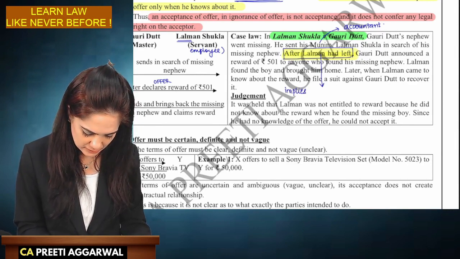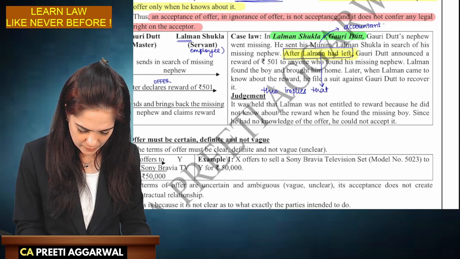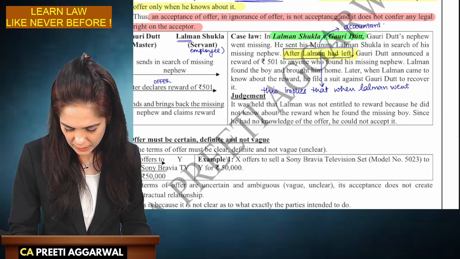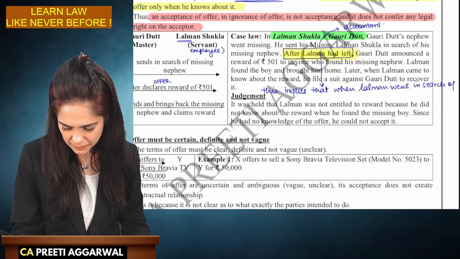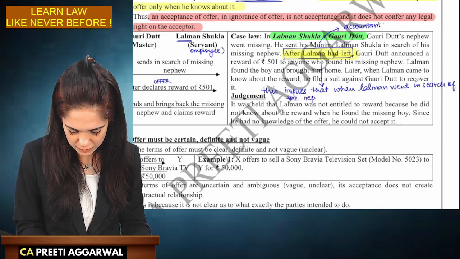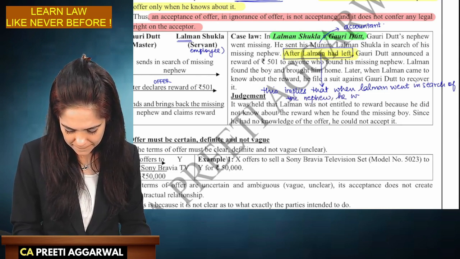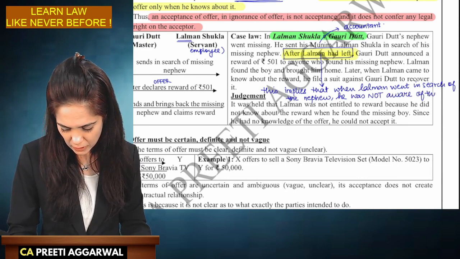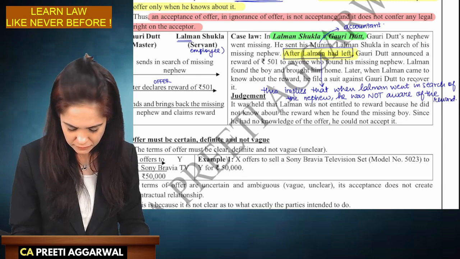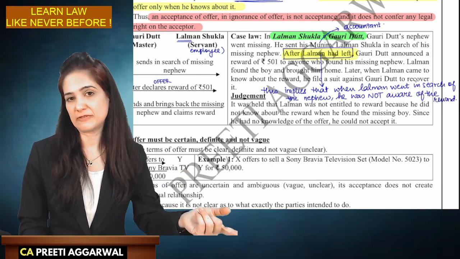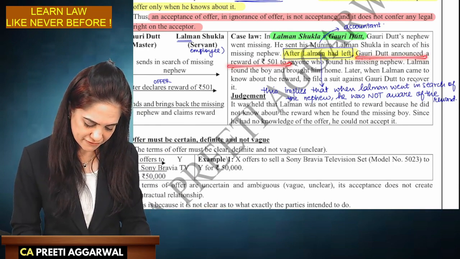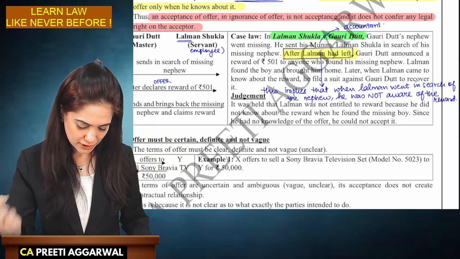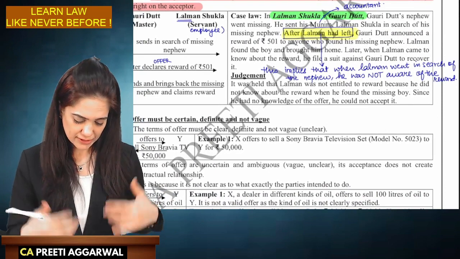After Lalman left, this implies that when Lalman went in search of the nephew, he was not aware of the reward. After Lalman left, Gauri Dutt announced a reward of 501 to anyone who found the missing nephew. Lalman found the boy and brought him home. When he came to know about the reward, he sued Gauri Dutt.